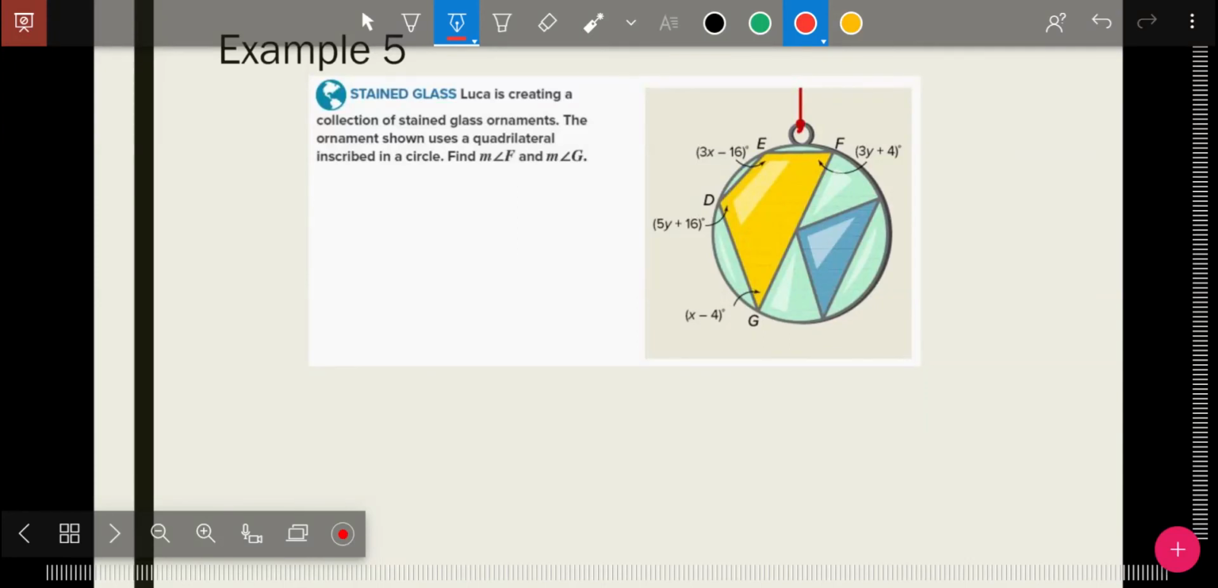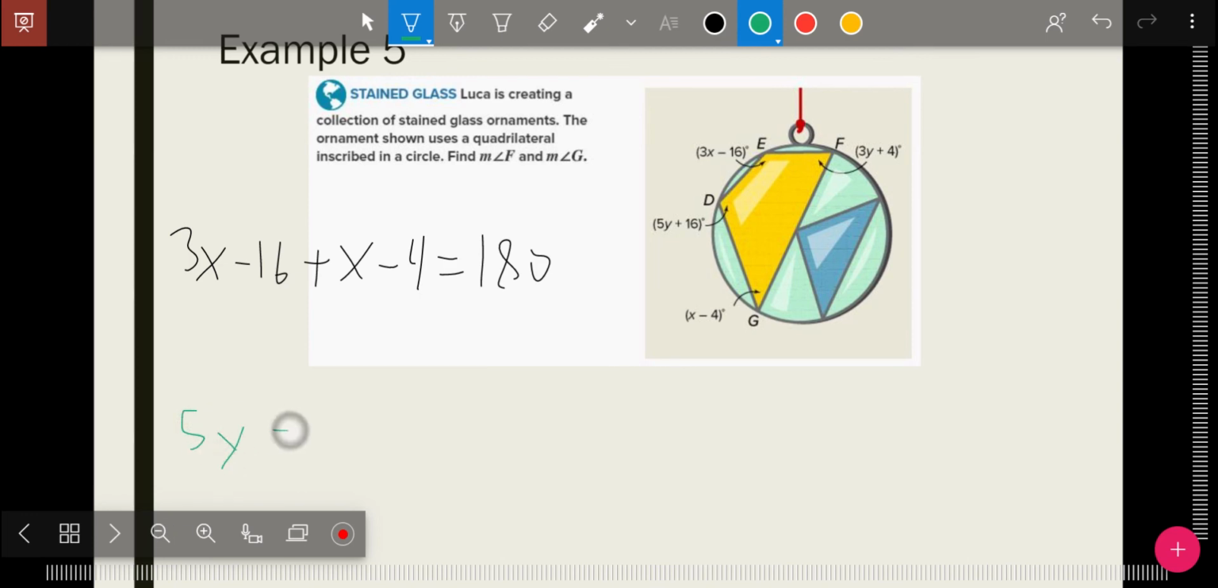Luca is creating a collection of stained glass ornaments. So this is a stained glass ornament. The ornament shown uses a quadrilateral inscribed in a circle. And I can remember my rule is opposite angles are supplementary. And so 3x minus 16 plus x minus 4 equals 180. I also have opposite angles F and D. So 5y plus 16 plus 3y plus 4 equals 180.